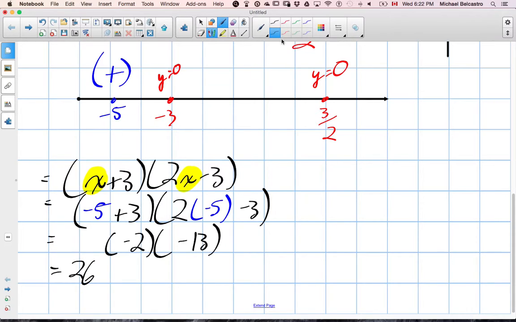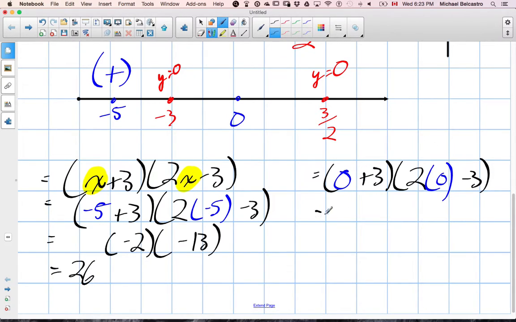Then I take a value in between. 0 is a pretty nice number to work with. It tends to do a lot of canceling for us. So we plug in 0. We would get 0 plus 3, times 2 times 0 minus 3. Then we work it out. 0 plus 3 is going to be 3. 0 times 2 is 0, minus 3 would be negative 3. So again, I have a positive and a negative. My value is negative 9, but what's important here is the fact that it's negative. So we know we're negative in this interval.